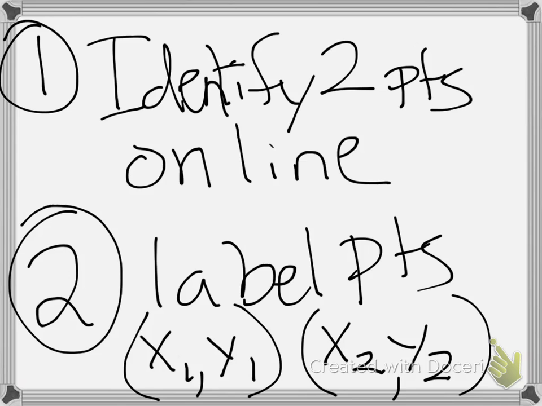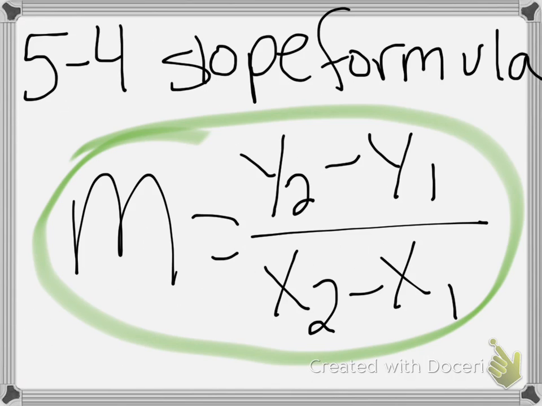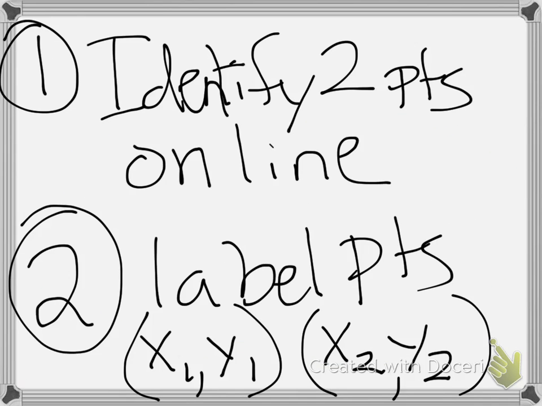Alright, step 1, to find slope, identify 2 points on the line. Step 2, label the points x1, y1, x2, y2. And these little numbers down here, the little ones and twos, have nothing to do with math. They're simply labels for the first x and y coordinate and the second x and y coordinate.